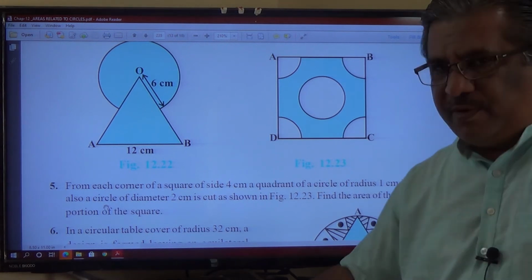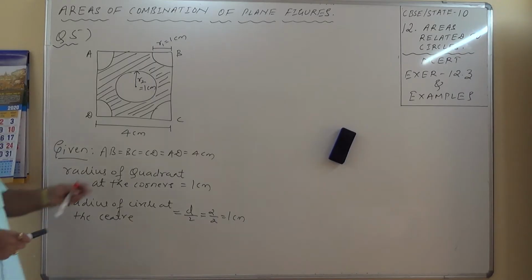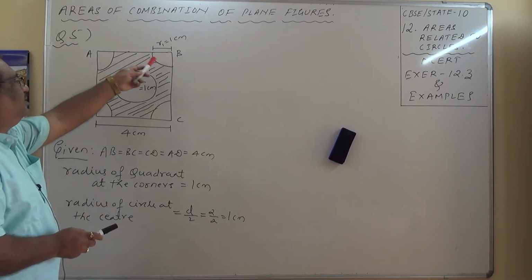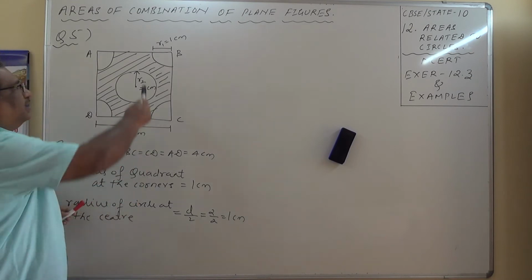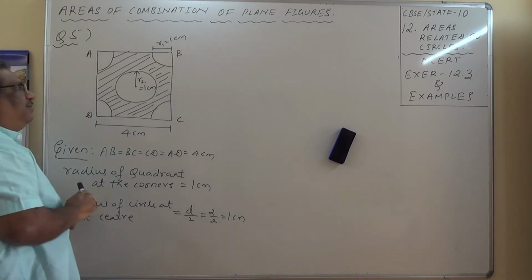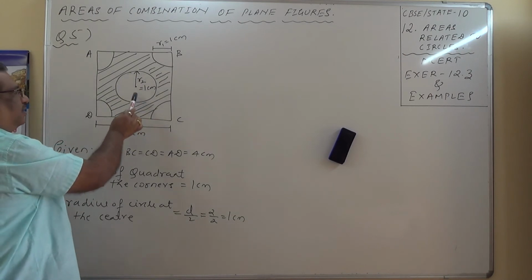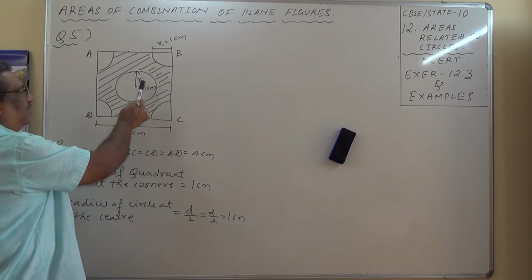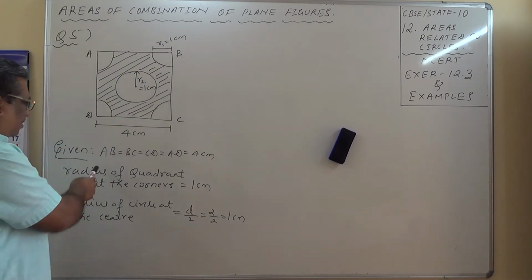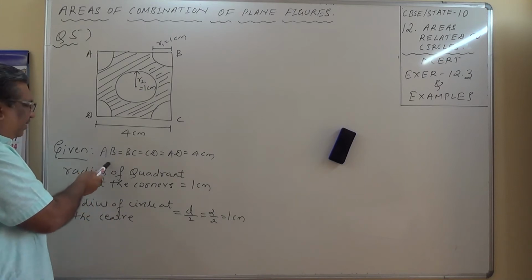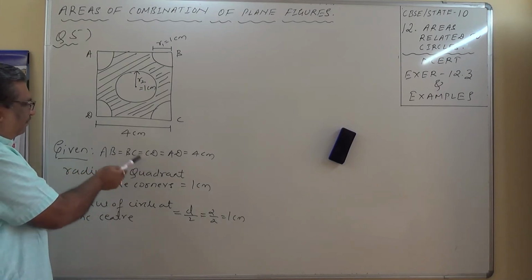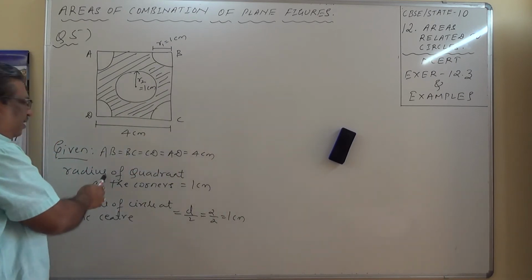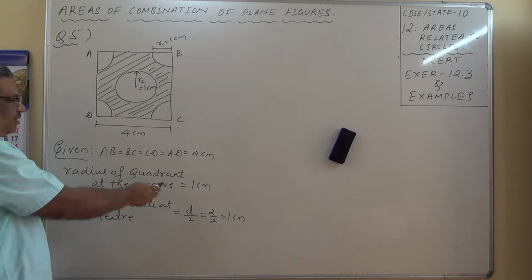So let us solve this on the board. This is the diagram. ABCD is a square here, and these are the 4 quadrants. The radius of each quadrant is 1 centimeter, that is given, and at the center the circle which is cut, the diameter of the circle is 2 centimeter, and hence the radius is 1 centimeter. Here the given data is noted down. It is a square ABCD, and therefore all these sides should be equal to 4 centimeter. The radius of the quadrant at the corners is 1 centimeter.